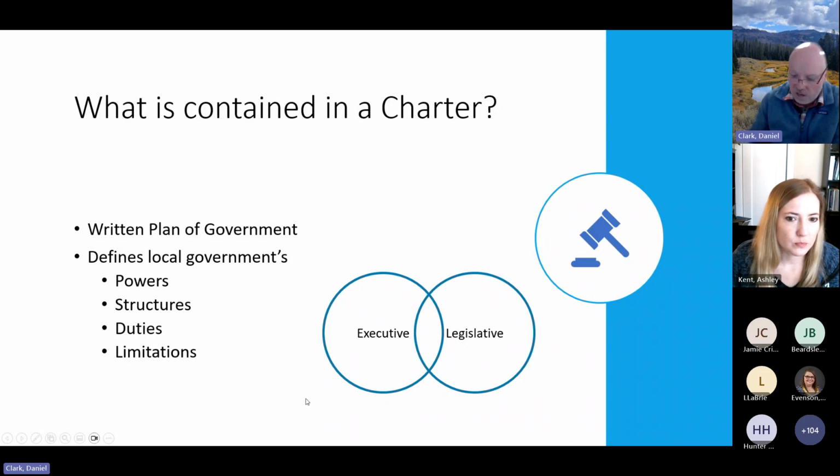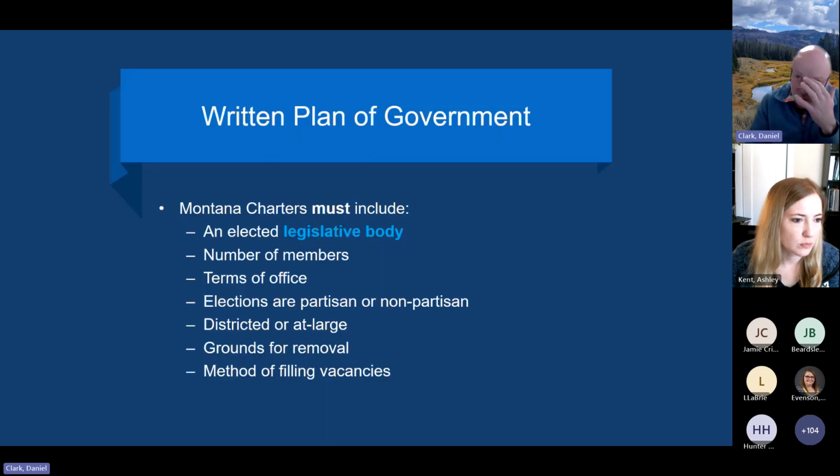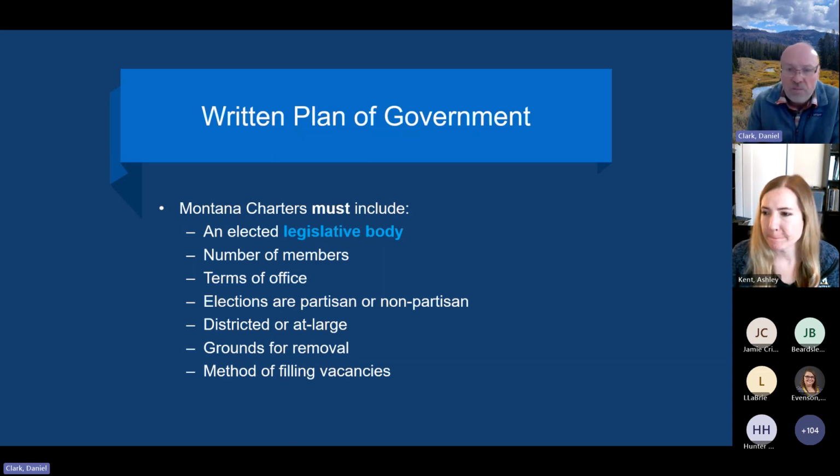So really what they're looking at in the charter is defining the executive and legislative branches, and any other administrative structures that they would like to place in their charter. So legislative body: how many members of the legislative body, term of office, are they elected partisan or nonpartisan? Are they districted or at large? What are the ways to remove them? Methods of filling vacancies? All that can be defined in the charter.